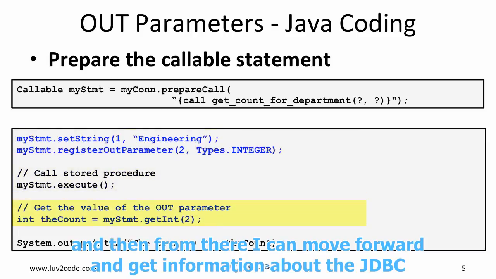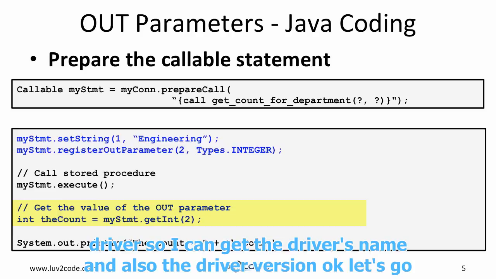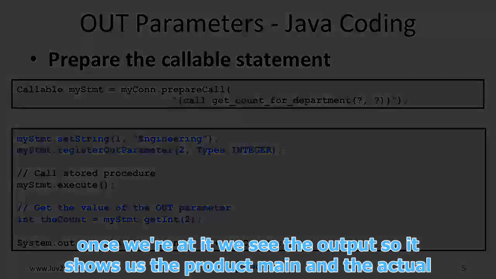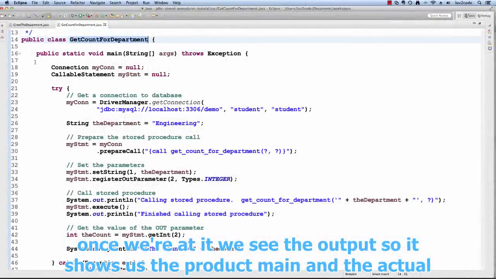Once the execution is complete, then we get the value of the out parameter. In this case, we retrieve it based on the parameter position, which is position 2. Remember that parameters are one-based. This will give us the output from the store procedure. Let's switch over to Eclipse and see this in action.